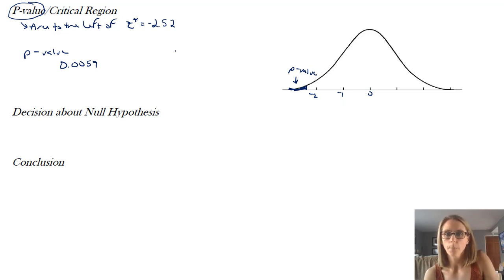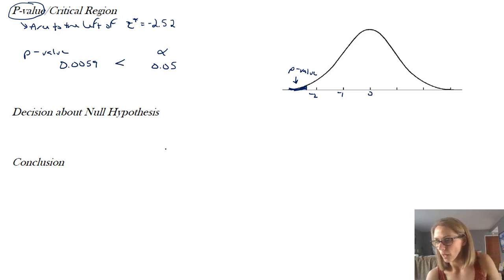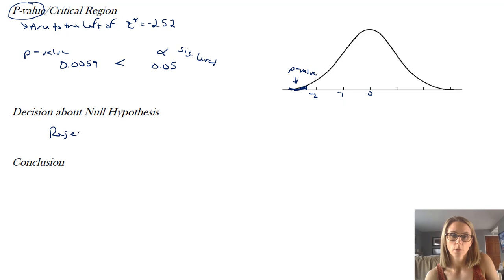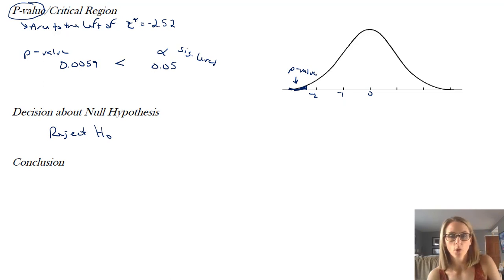Notice that is very, very small. It's a very, very small number. Our alpha here was given to us as 0.05. And we can see just by looking at that our p-value is smaller than our alpha. Because remember, alpha is the significance level. And so that's it. It's the same determination. We can see from this, the decision about the null hypothesis is to reject H0. The P is low, the null must go. We're going to reject the null.